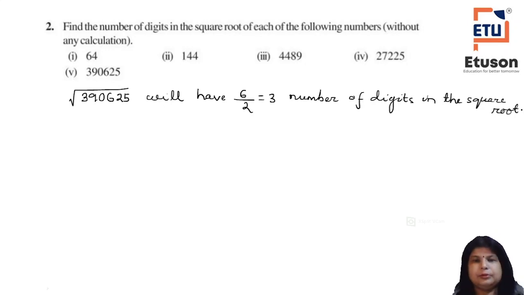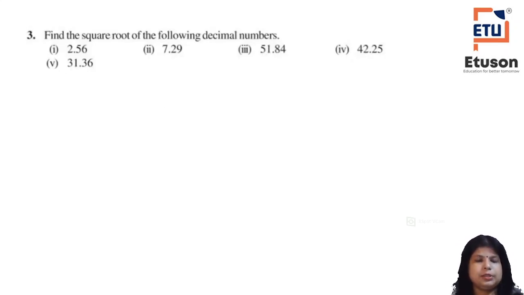Correct. So this is how you can find out the solution to this kind of problem. Right? So now let us go to the next question. That is question number 3. Find the square root of the following decimal number.